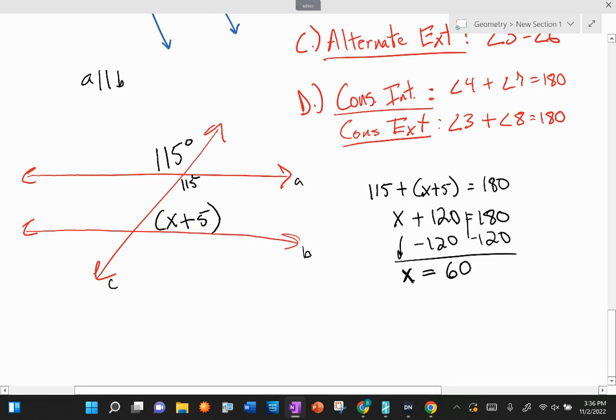Okay. X is 60. That's what we should have gotten. Yeah? Okay. It's not an odd number in there. I feel like I did this once. Yeah? Why'd you do it? I just minus 115 from 180, and whatever was left, x plus 5, so I just minus 5, and then I got 60. You did the same thing? Yeah, you did the same thing. Your process was just slightly different, but yeah, you did the same thing.